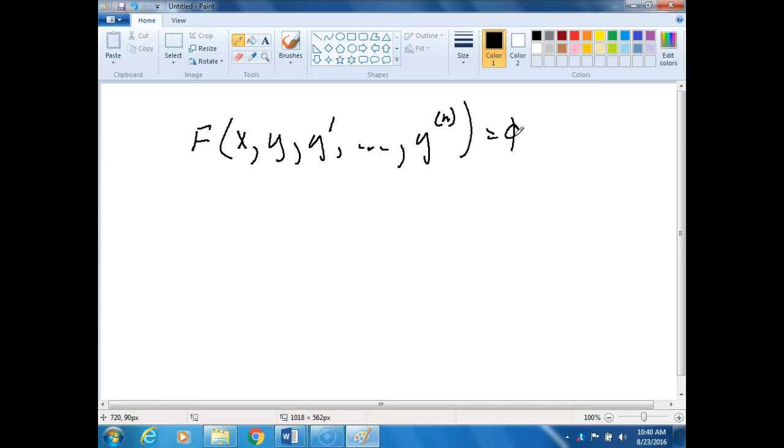This is just any equation that you can set equal to 0, because frankly, you can pull anything that's on this side over here, subtract it from both sides, make it equal to 0, and then you have some function of x, some function of y, the dependent variable, and some function of all your various derivatives that are pertinent to the thing. That's one way you can write it, where F is a real valued function of n plus 2 variables: one independent variable, one dependent variable, and n derivatives of that dependent variable. So that makes n plus 2 variables.